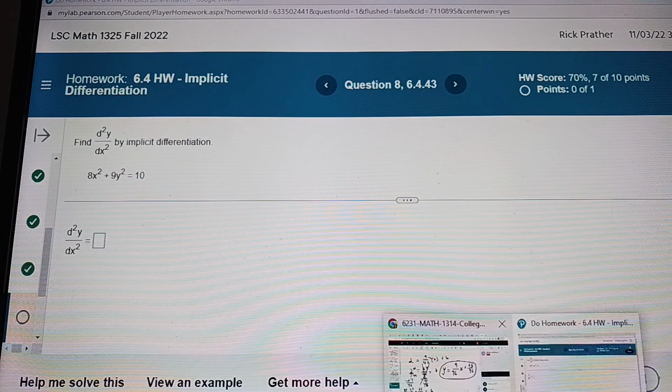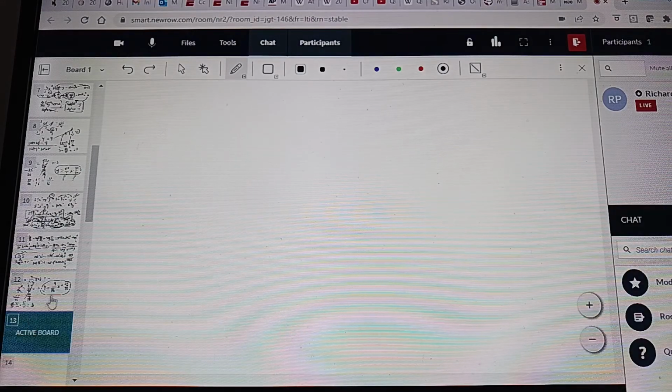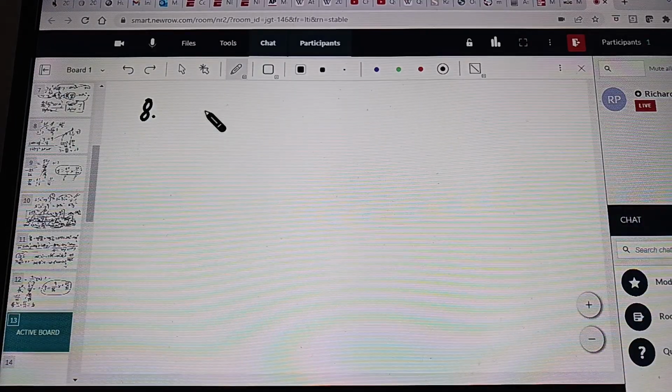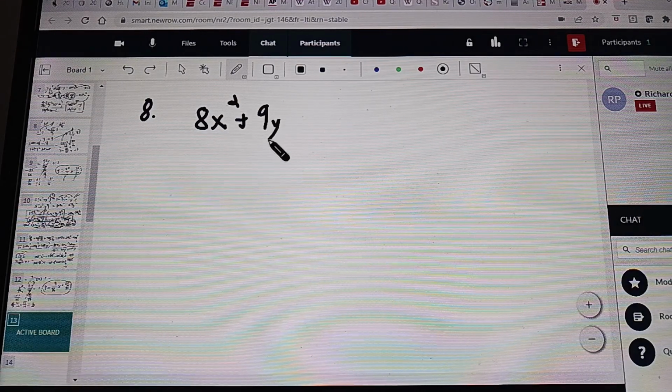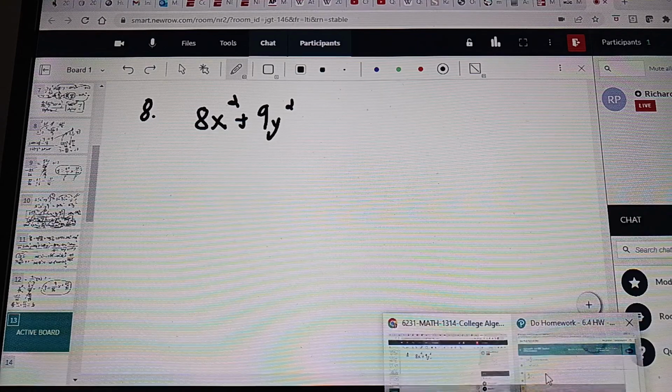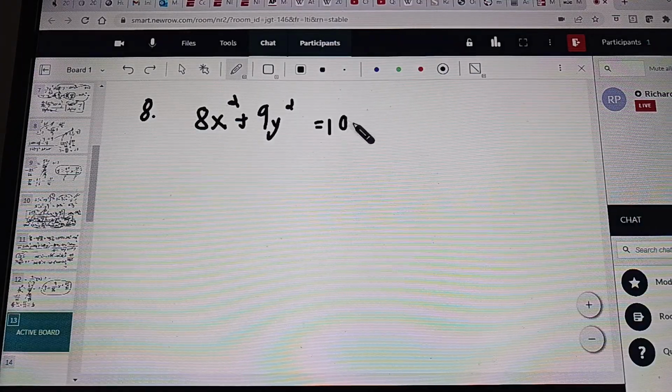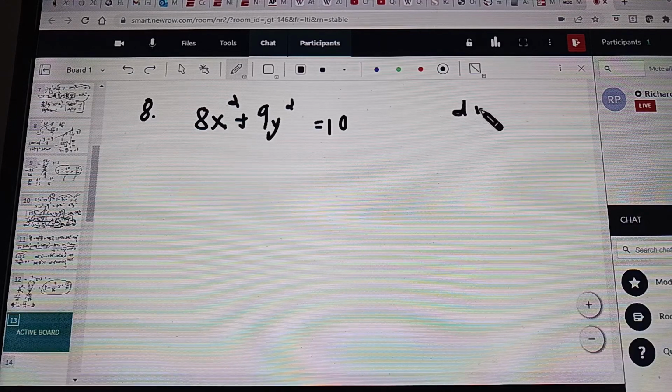Okay, so maybe you could guess this might happen at some point after what we've learned recently. But number 8, we're again going to apply one thing you already know. What if you have 8x squared plus 9y squared equals 10? We could do dy over dx like the first 7 problems. That's the first derivative.